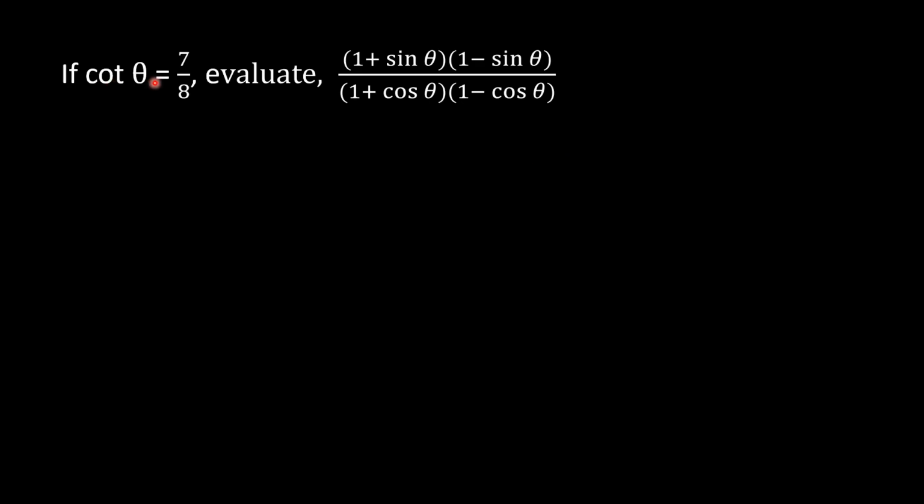If cot theta is 7 divided by 8, evaluate (1 plus sine theta) multiplied by (1 minus sine theta) divided by (1 plus cos theta) multiplied by (1 minus cos theta). Here, from the value of cot theta, we will find the values of sine theta and cos theta, substitute in here and evaluate. We have right triangle ABC, where angle C is theta degrees.